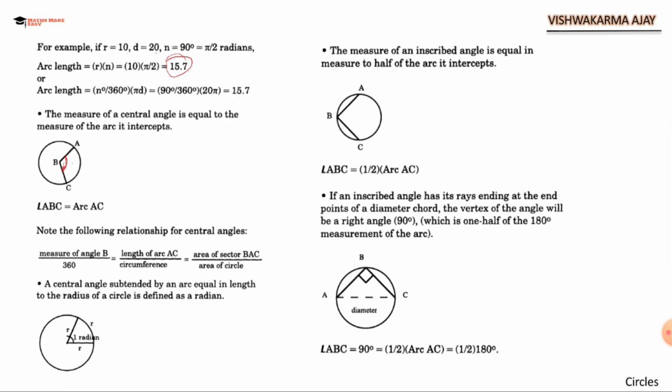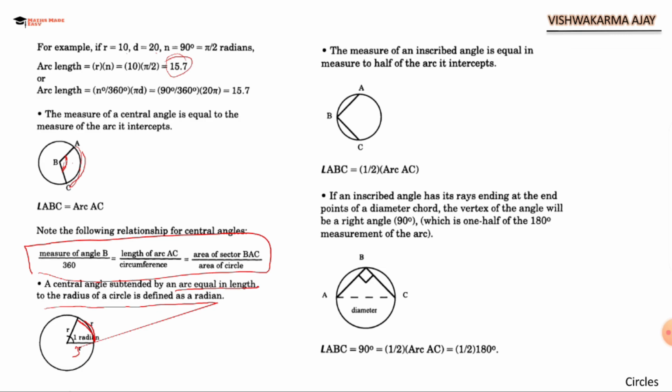Always the central angle is equivalent to the arc intercept. Here is the relation between the measure of central angle and arc length. The central angle subtended by an arc equal to the length of the radius of the circle is defined as a radian. This is a very important concept, so just listen to it again. The central angle subtended by an arc equal to the length of the radius. Let's say my radius is 3 and my arc length is also 3. In that case, whatever angle is formed is called 1 radian.